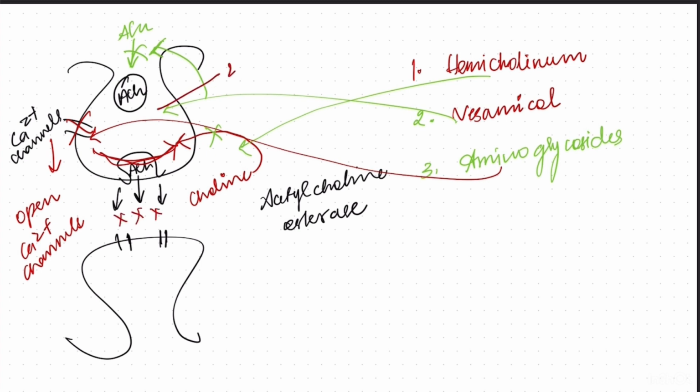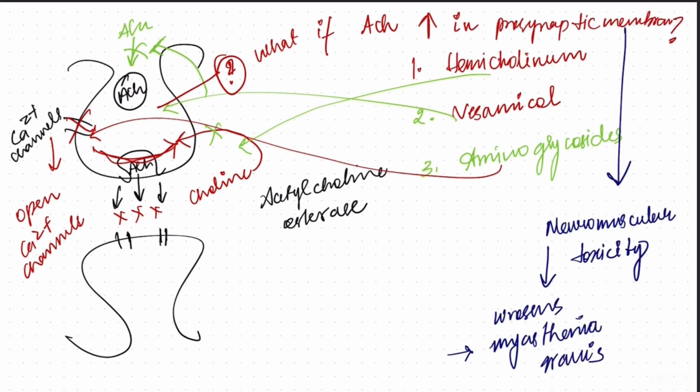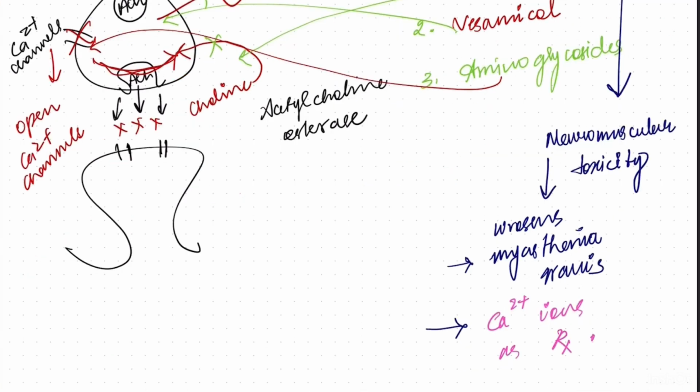And there is one question: what if acetylcholine increases in the presynaptic membrane? In this case we can use calcium ions as treatment. Usually acetylcholine acts on bronchial muscles to contract, which leads to the physiology of respiration.